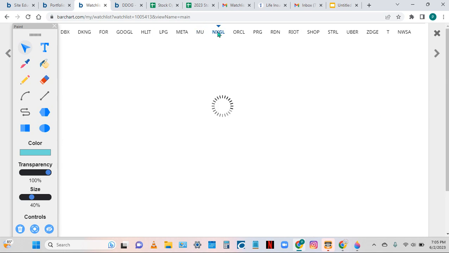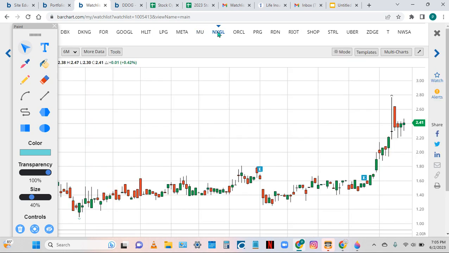There's another one, NXGL. You guys see this long base I'm talking about right here? It's pretty easy to see. Look how long that base is. That's probably 4 or 5 months and then breaks out.